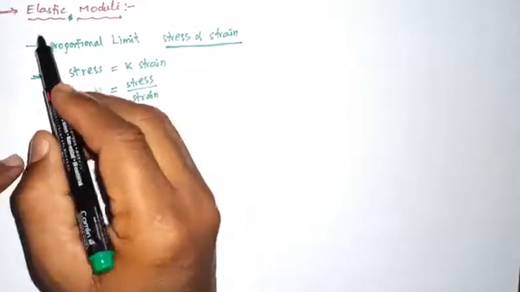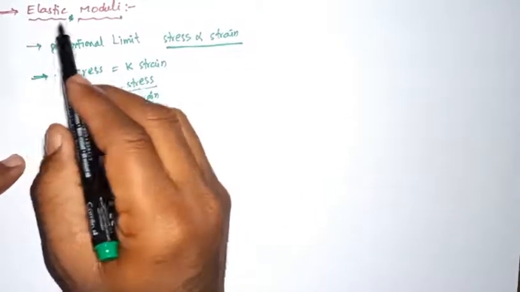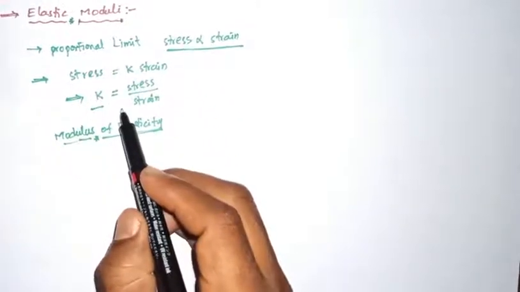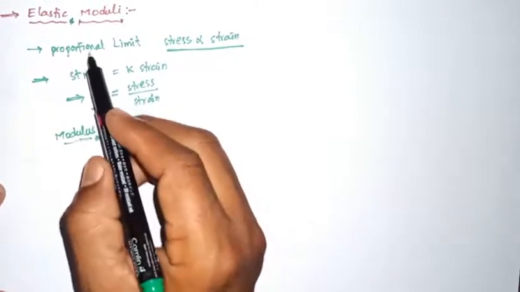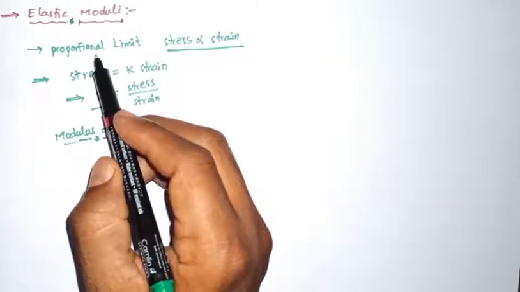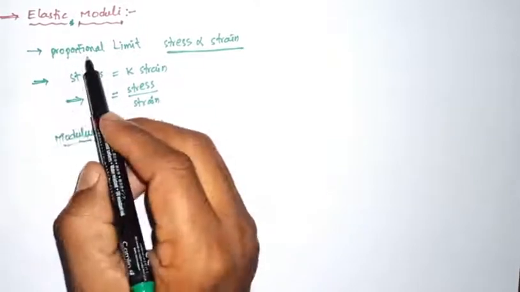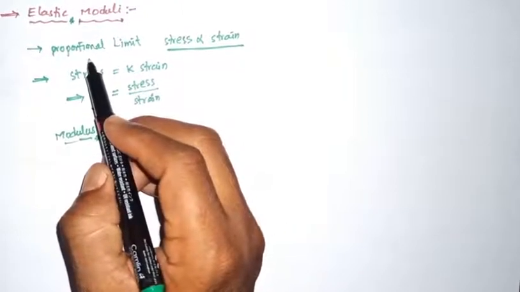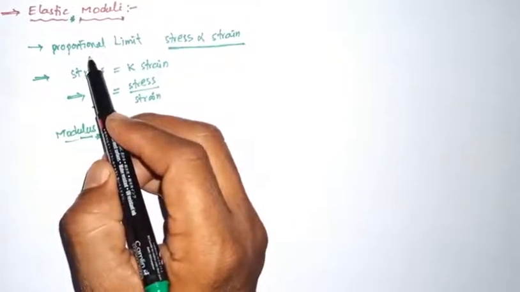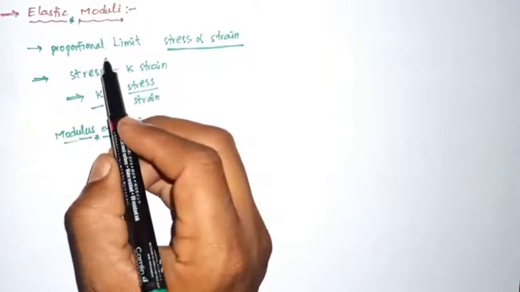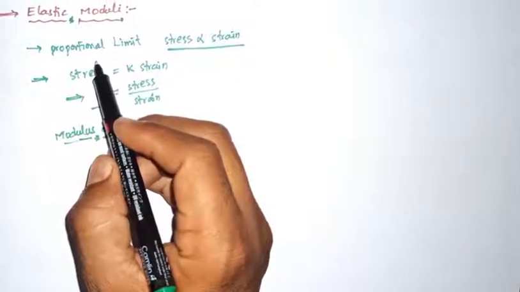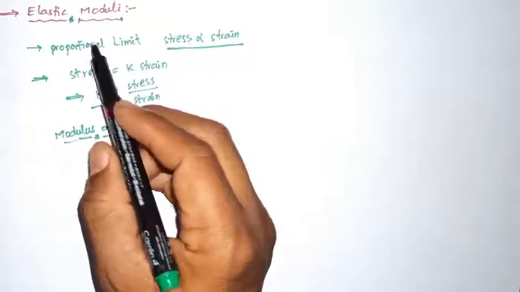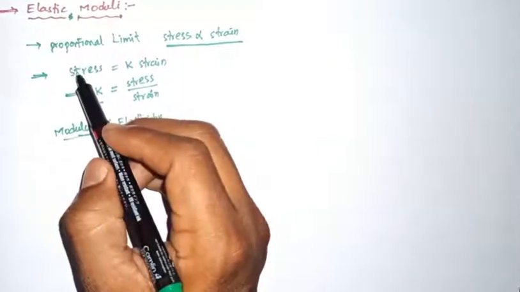Now we have discussed elastic moduli. Already we have learned about the stress-strain curve. In this stress-strain curve, the proportional limit is from point O to point A, and the elastic limit is from point A to point B. When the deforming force, the load, is removed, what happens? It regains its original shape.